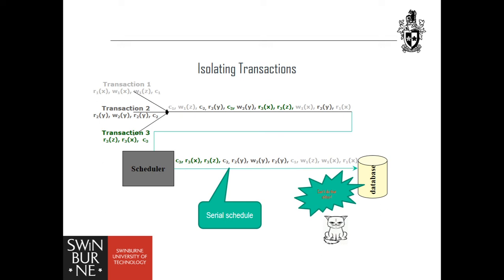Serial schedules are always correct schedules because there is no interference from other transactions. If there are still mistakes in the database, the transactions were badly designed. Database management systems never enforce serial schedules except by accident. They are too slow.